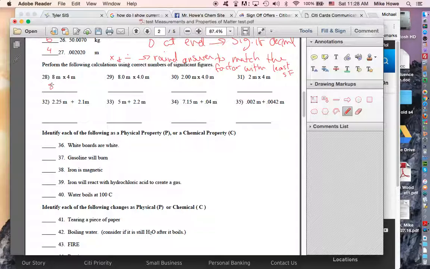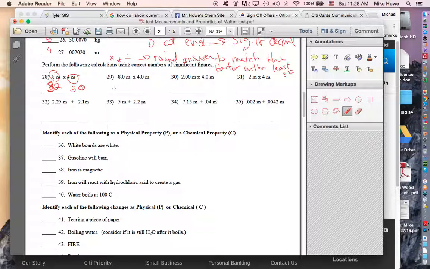8 times 4, that's 32. Okay, so 8 times 4 is 32, but 8 only has how many sig figs? 1. 4 has how many sig figs? 1. So your 3 will be significant, but you can't have that 2 there. Still, you have to hold the place, because certainly 32 doesn't round off to 3. So what do you do? You put a 0 in. That holds the place. But yet it's not significant because you didn't put a decimal point in. So the answer to that's 30.